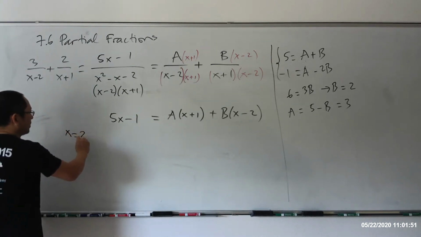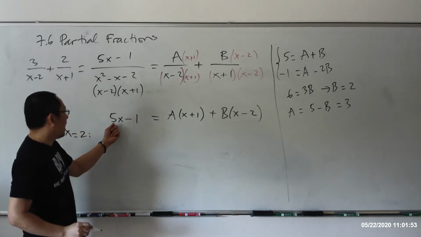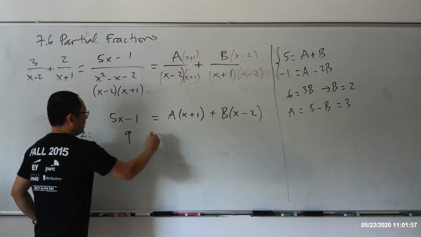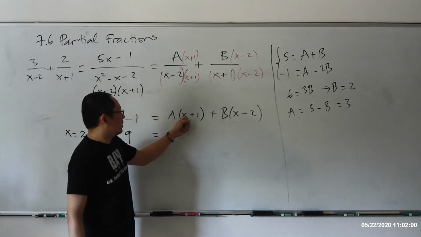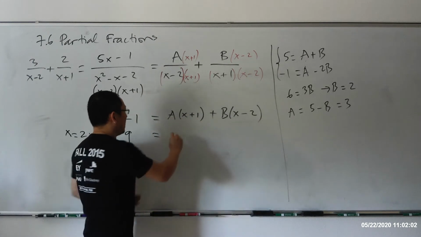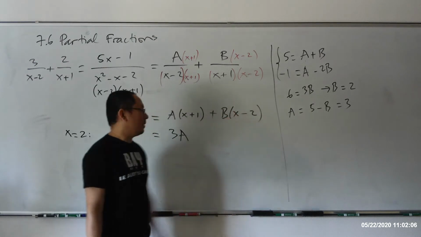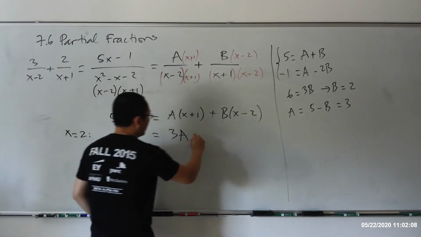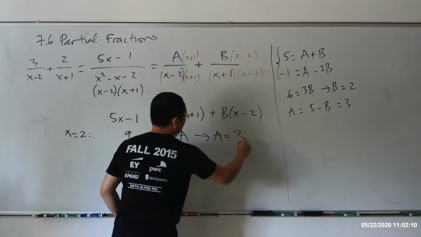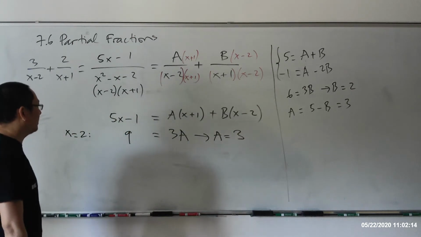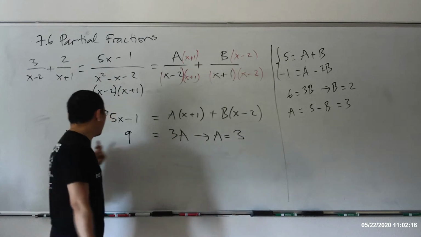Say, plug in x equal to 2. What do you get? 5 times 2 minus 1, 2 for x. So 10 minus 1 is 9, equal to, x equal to 2, 2 plus 1 is 3, 3 times a is 3a. 2 minus 2 is 0 times whatever b is. 0, and I can solve for a directly from here. A is equal to 3. Isn't it a little bit faster? Same thing. If I plug in x equal to 2, I can solve for a.